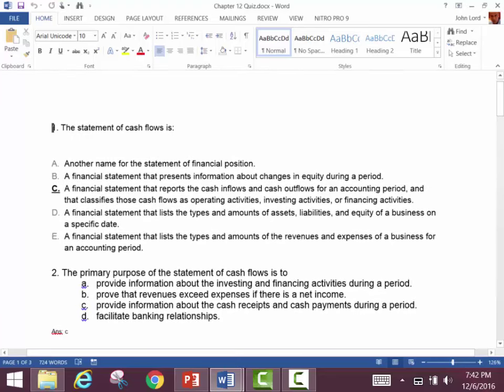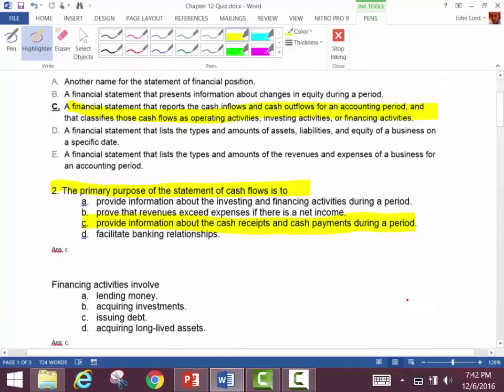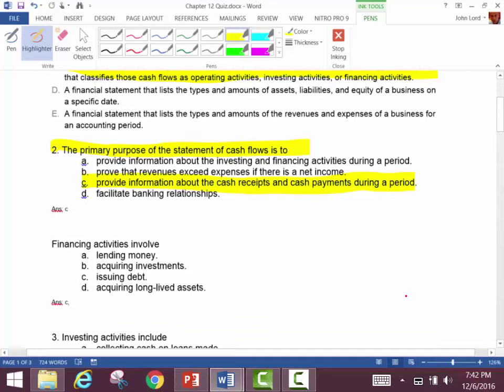Okay. The statement of cash flows is a financial statement that reports the cash inflows and outflows for the period, right? And we report by operating, investing, and financing, don't we? The primary purpose of the statement of cash flows is to provide information about cash receipts and payments during the period, doesn't it? By the way, these questions are all stupid, but this last one is dumb, you know, but whatever.